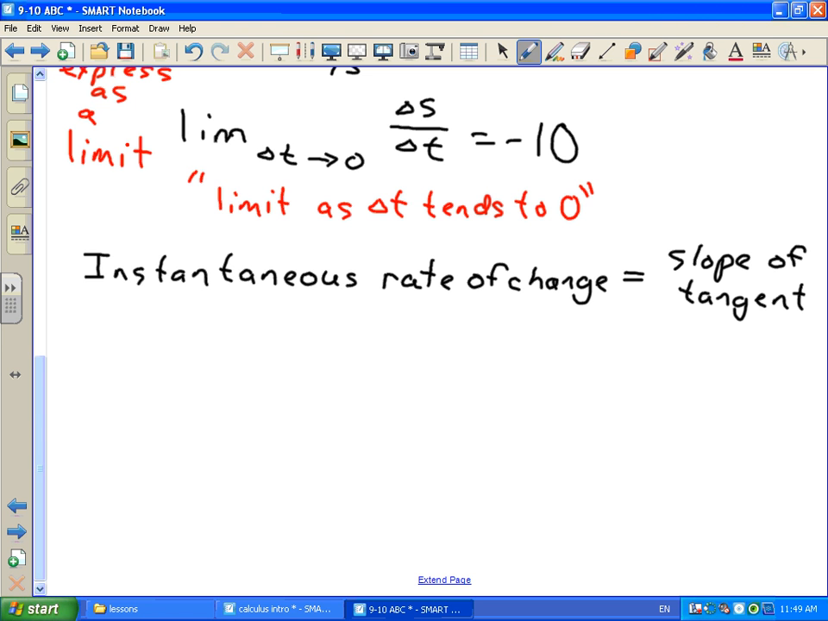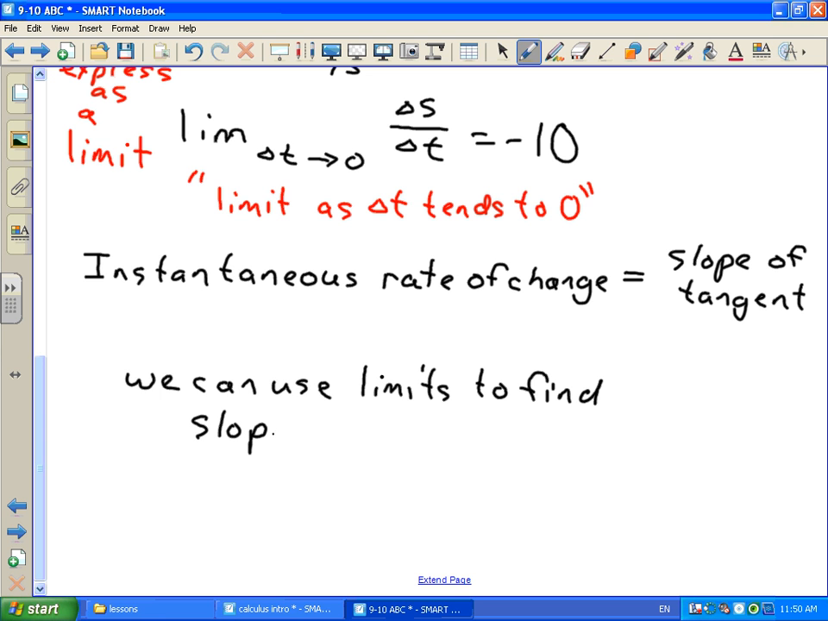And we could find our instantaneous rate of change by taking this limit of the slopes of the secant. So to get the slope of the tangent, what we're doing is taking the limit of the slopes of our secant. Okay, so we're going to use limits to find slopes of tangents.